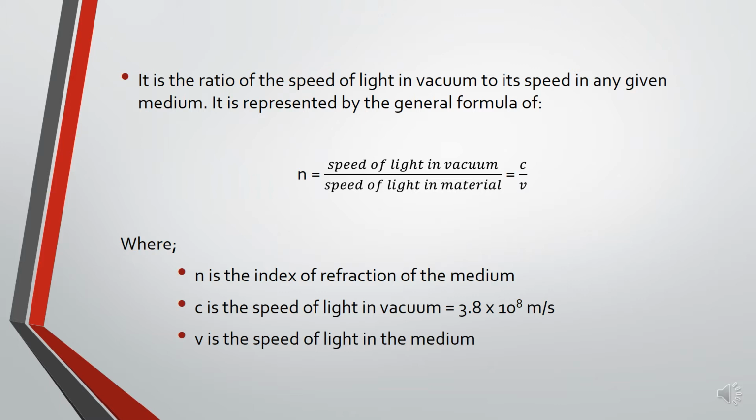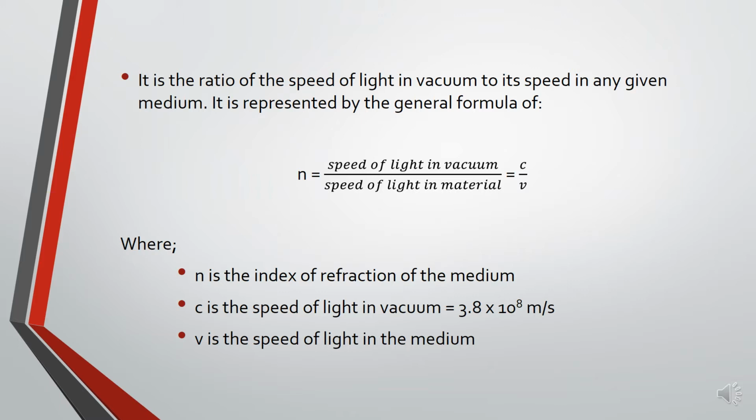Okay? And we have here the constant value for C, or yung speed of light in vacuum natin, which is equal to 3.8 times 10 raised to 8 meter per second. Alright, so since we are talking about speed, that's why the unit here that we're going to use is meter per second. And for the V, it is the speed of light in the medium.